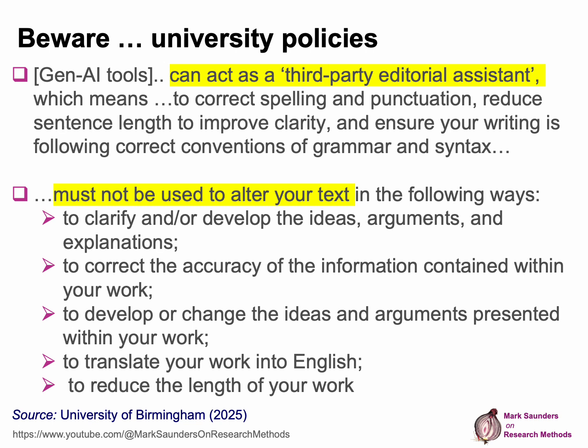But then it says it must not be used to alter your text. So, about clarifying and developing ideas and arguments. Well, we could argue that it has developed the ideas because it's actually put a strapline in. We haven't used it to correct the accuracy of information, but we may do in other things. And it has actually developed the work a little bit. And then it also talks about not using GenAI to translate your work or to reduce the length of work. So we've got to be careful.